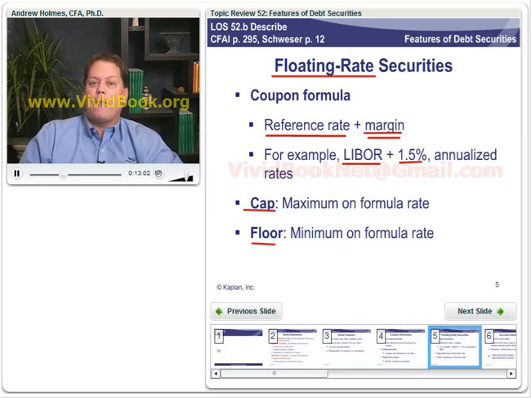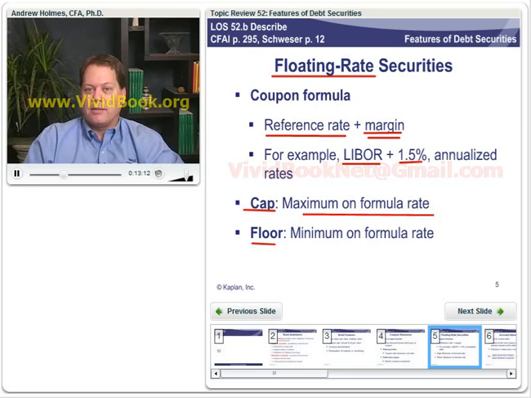So a cap will give a maximum to the formula rate. It'll say, look, we're going to pay the reference rate plus 1.5%, but never will the rate go above 7. So if interest rates go up to 5% plus 1.5, that gives us 6.5% as the coupon formula. But if interest rates go up to 6%, then we'd have 6 plus 1.5, that would be 7.5. But if we had a cap at 7, that would be the maximum that the firm would have to pay in any given period. So a cap, who is that protecting? Well, a cap is obviously protecting the issuer.